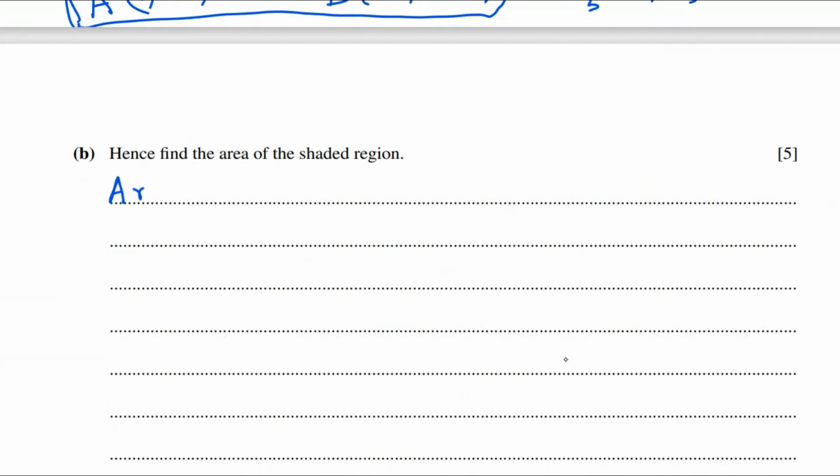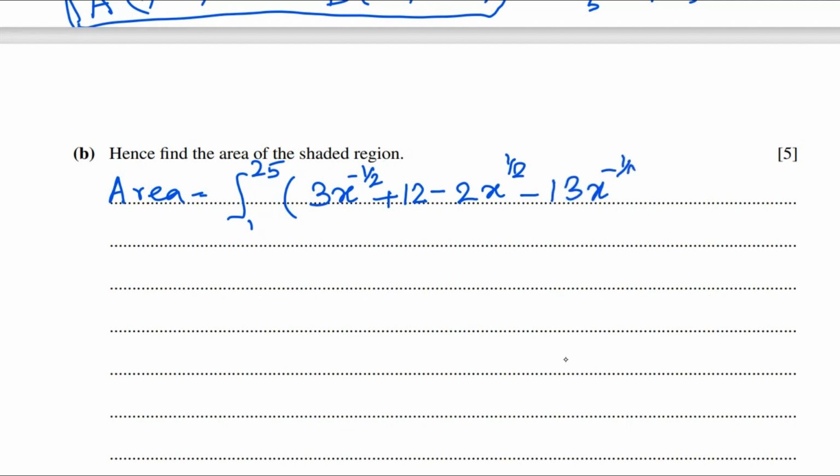So area is equal to the limit 1 to 25. The upper curve is 3x power negative 1 over 2 plus 12 minus 2x power 1 over 2 minus 13x power negative 1 over 2 times dx. Let's integrate this one.